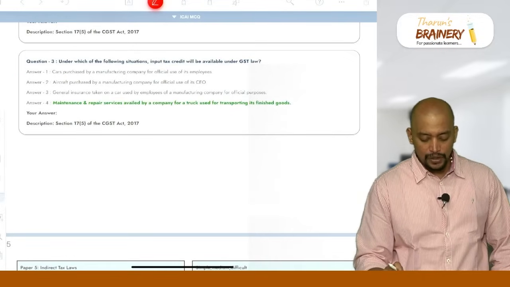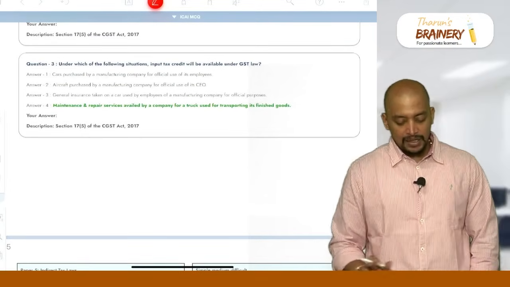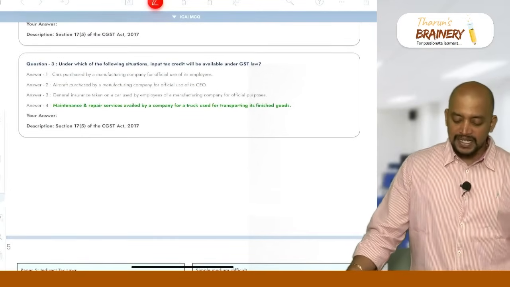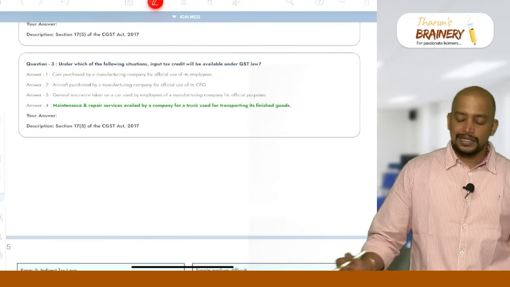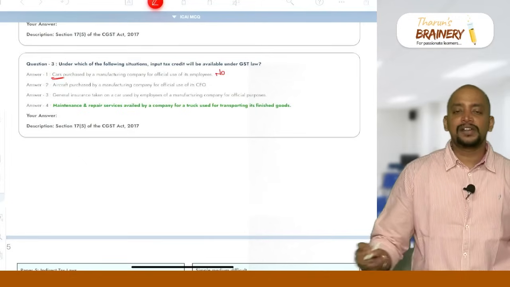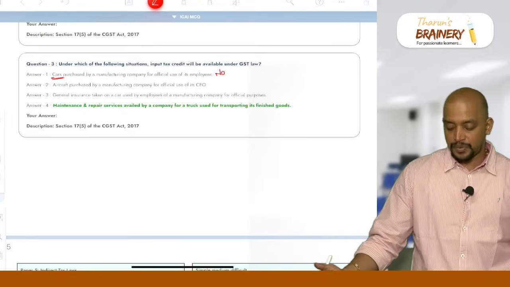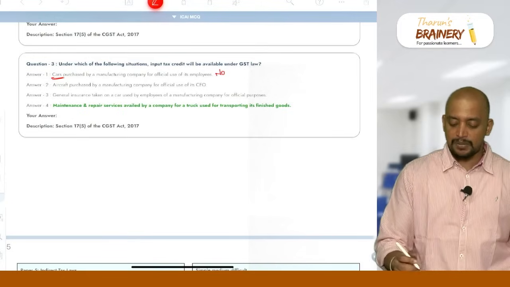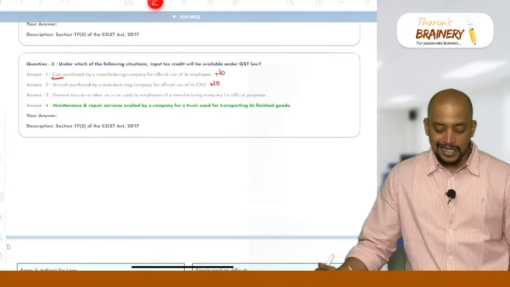Under which of the following situations will input tax credit be available under GST law? Cars purchased by a manufacturing company for official use of its employees, no, they cannot take ITC. Cars, motor vehicles whose seating capacity does not exceed 13 are not covered under any exception, so ITC is not available. Aircraft purchased by a manufacturing company for official use, no. Aircraft also are not covered under the exceptions.